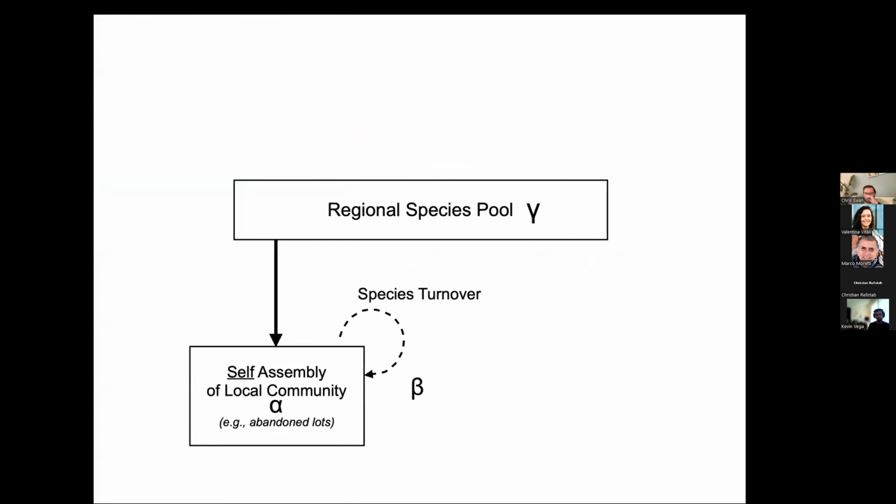So the conceptual model works like this. This is just a different way of describing what I just described: the regional species pool, gamma, delivers species into what I like to call a self-assembled local community, where you get species turnover, beta diversity, from one location to the next. So alpha diversity is a subset of gamma, with beta diversity describing change in species composition from one location to the next.